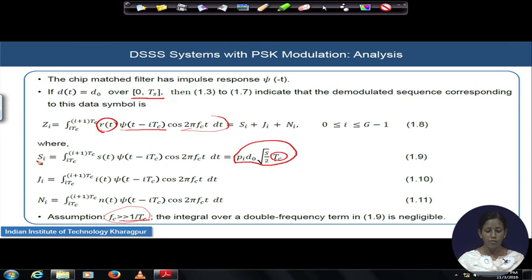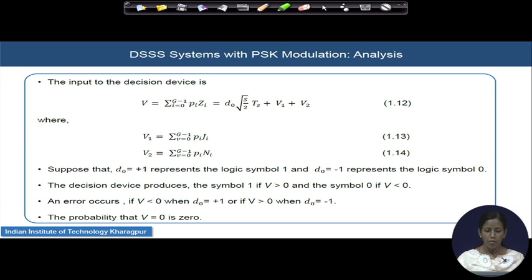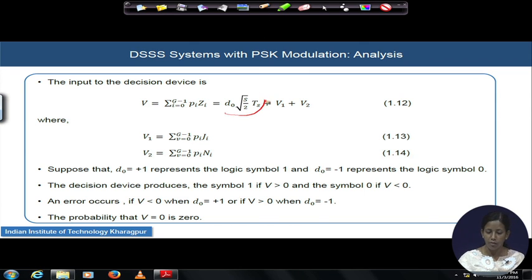We are interested to see what is left, how the components Zi and Ni will be computed next. Remember the input to the decision device. The decision device input is again having 3 components, like Zi. It has the component from the intended signal that we have already calculated, D0 square root of S by 2 into Ts. Because now it is becoming Ts, because you are having an addition over the G number of the samples.